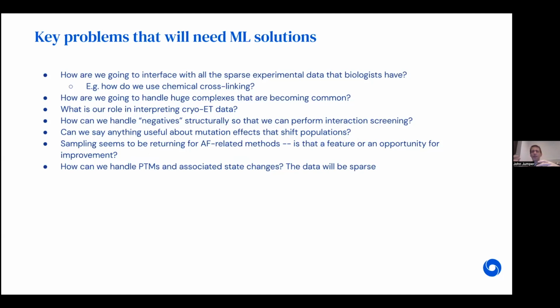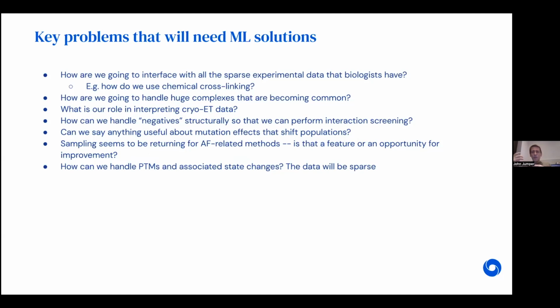Also in interactions, there's been some really interesting interaction searching and discovery work, but how are we going to handle negatives? How are we going to think about the cytoplasm and all the things that don't interact, so that we can really inform molecular biologists and do interaction screening? Can we say anything useful about mutation effects that shift structural populations?